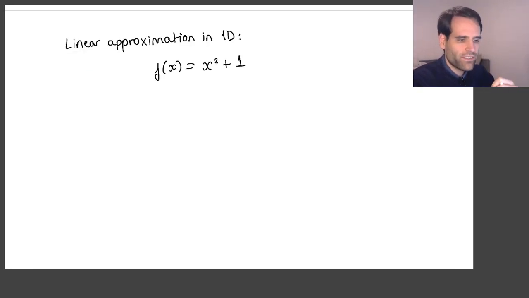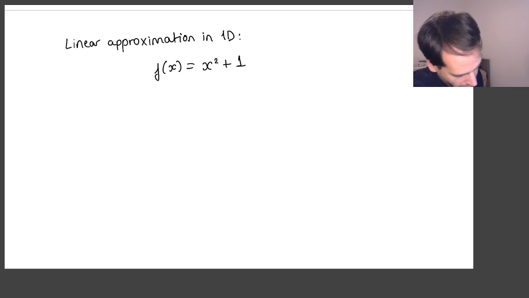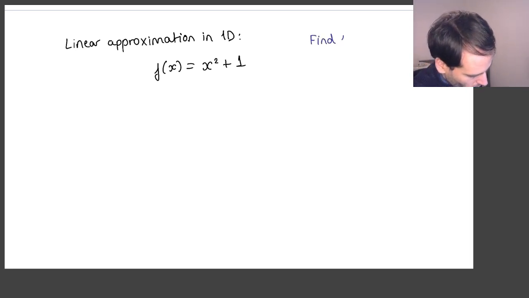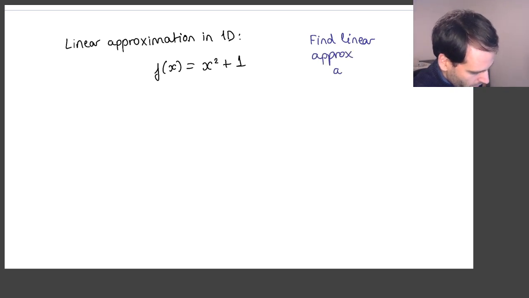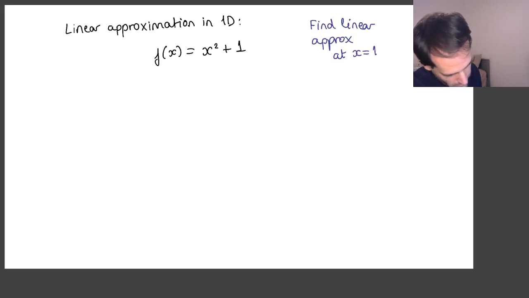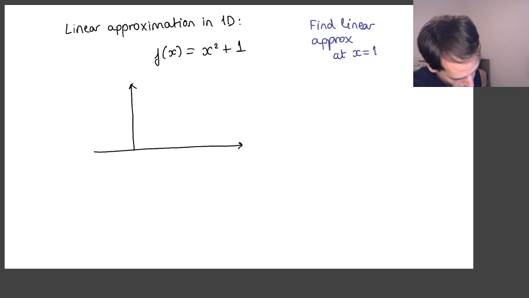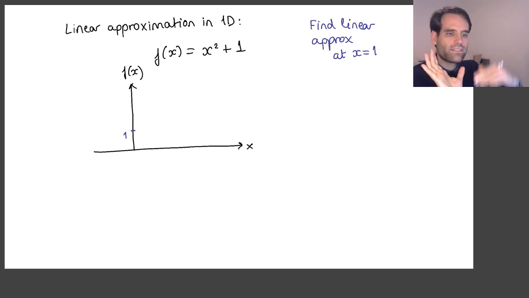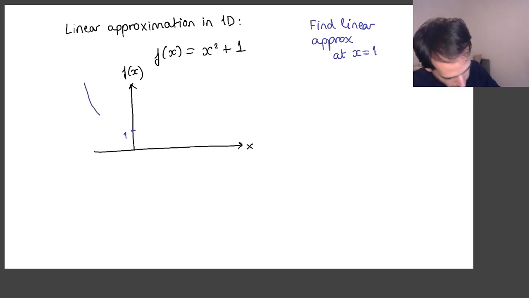Imagine we have a one-dimensional function f of x equals x squared plus 1. And I want to find a linear approximation at or around x equals 1, okay? So what does this mean? First, intuitively, what does it mean? If we plot f of x versus x, how does x squared plus 1 look? It's a parabola, but it's raised up to 1. So it looks something like this.